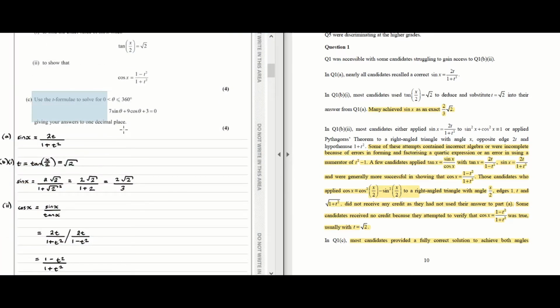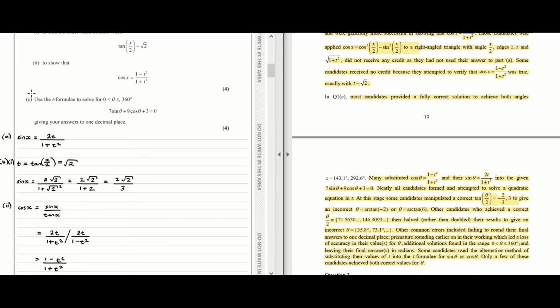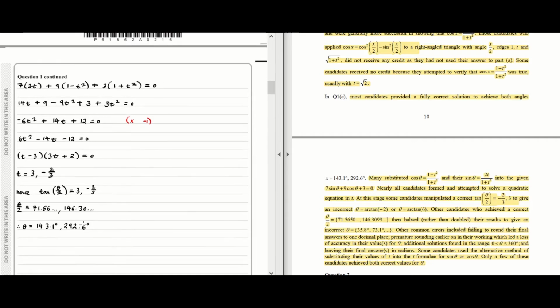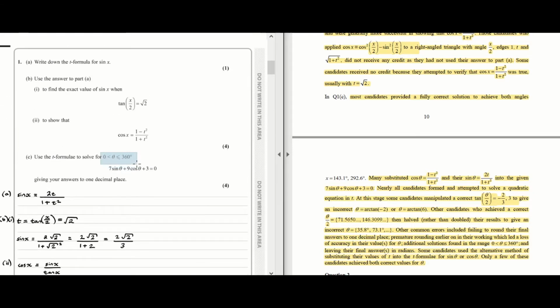For part C, where we had to solve this equation, that was done pretty well by a lot of people. A lot of people did what I did over here, used the substitutions for sine and cosine, and they arrived at a correct quadratic. Now the issue was in actually finding the angles. This is nothing more difficult than what you'd find in your regular A-level maths, but some people halved rather than doubled. Remember, we've got theta over 2, so we have to multiply both sides by 2, and you also had to bear in mind the range of values you want.